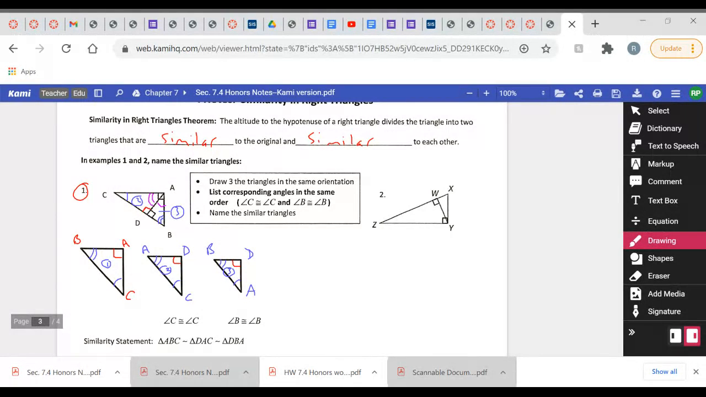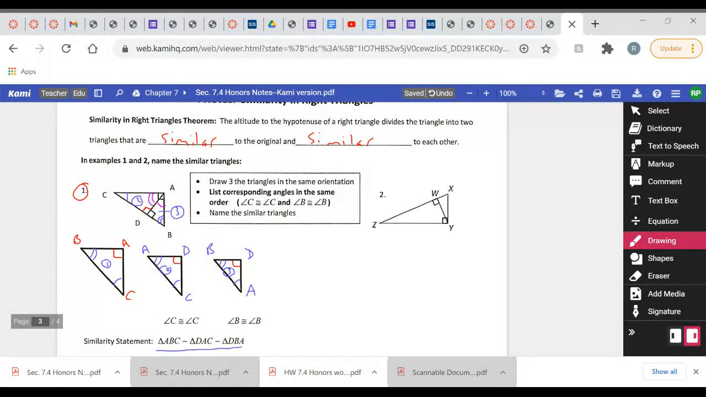Okay, so again, we can see what's corresponding. And then once we have that figured out, we can say the similarity statement, which they already did for you. We'll do it on the next one. But we can see here that triangle ABC, 90, 2 mark, 1 mark is similar to DAC, 90, 2 mark, 1 mark is similar to DBA, 90, 2 mark, 1 mark.